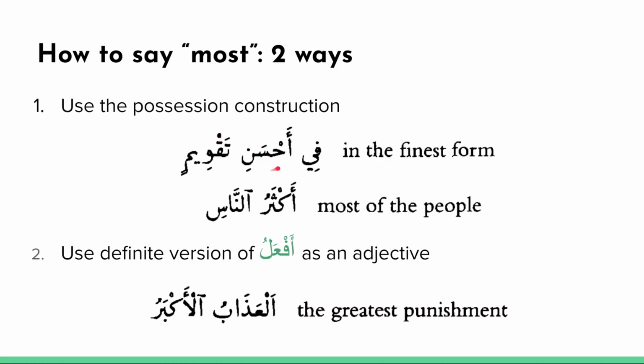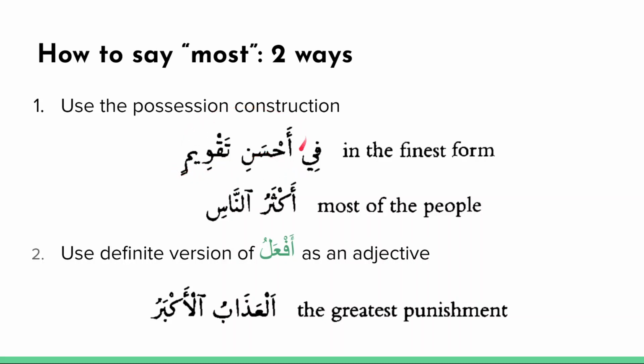So the idea here is that you take your word, let's say we want to say finest form. The word for finest is ahsan. We take hasan and we just make it ahsan. Now, form is taqweem, so we can make ahsan a possessed and taqweem a possessor. And so you'll see here, ahsan doesn't have an al, it doesn't have a tanween. Taqweem is a possessor, so it has a double kasra. It's in the majroor case.